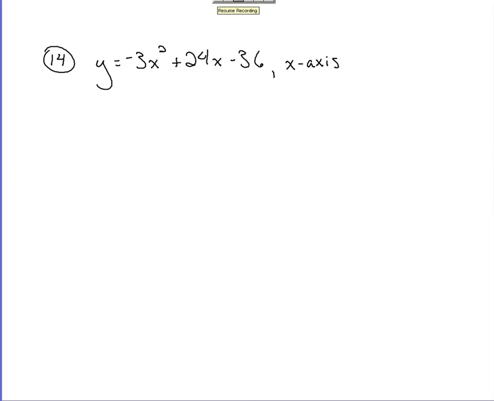Trying to find this exact area bounded by this curve and the x-axis. We need an interval to work on. So you could graph it out. One of the things we should know about this graph is that with it being a parabola, it's going to open downward, right?